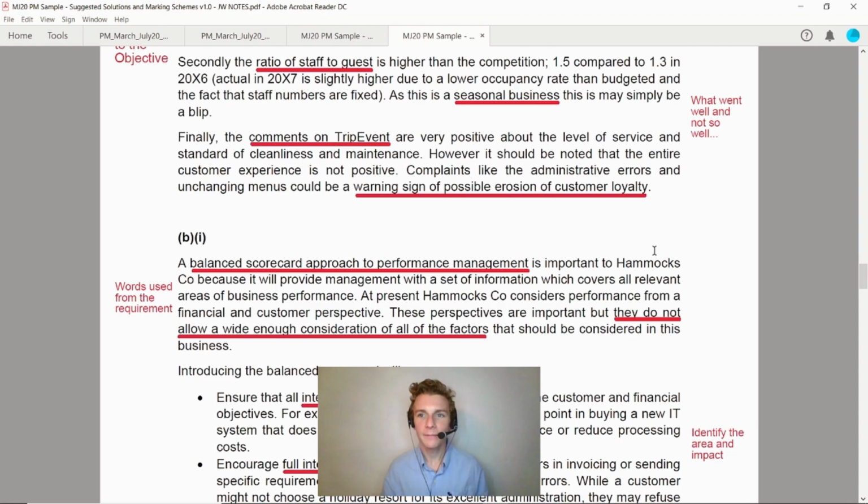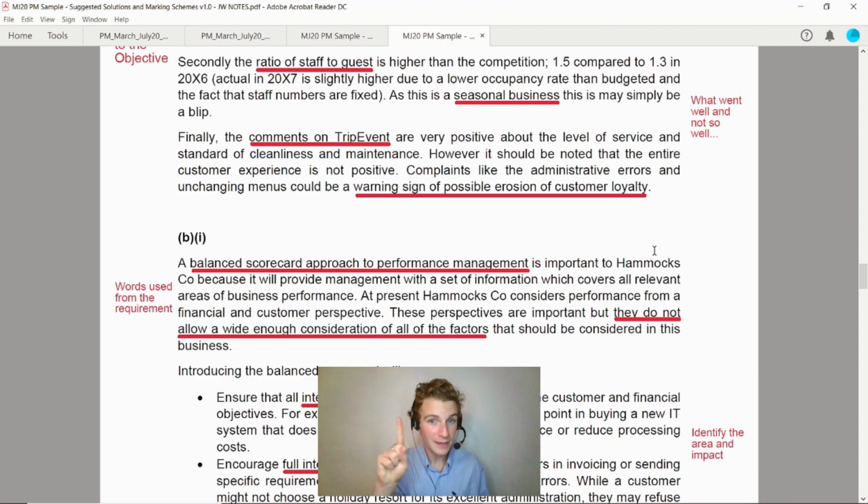So what have we got on here? Well, finally on here we've got to be saying, as my note says on the side there, well, what went well and what didn't go so well. So finally the comments on trip events, and not forgetting all of that analysis in the question that we went through. Trip events are positive about the level of service and standard of cleanliness and maintenance.